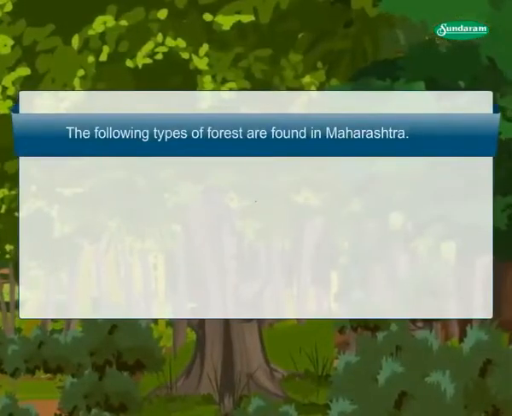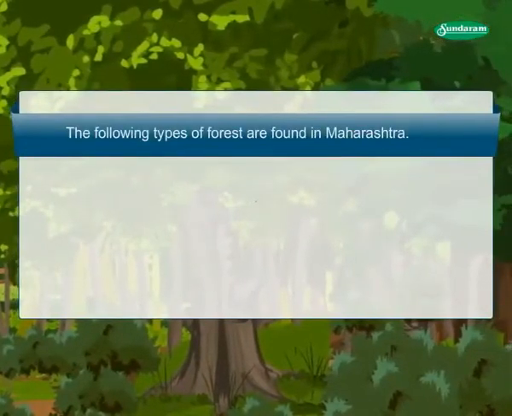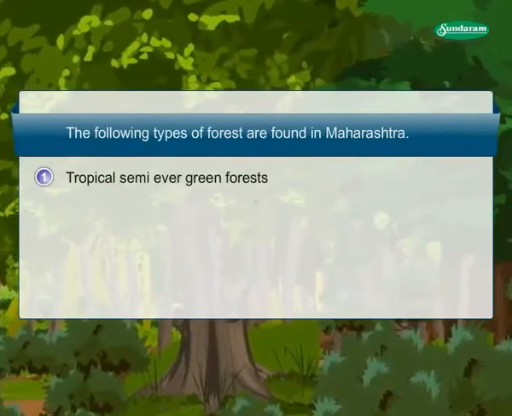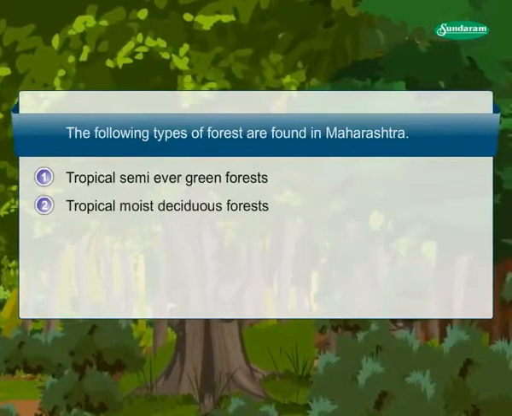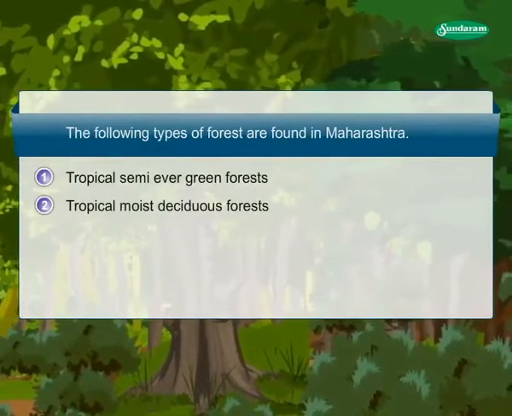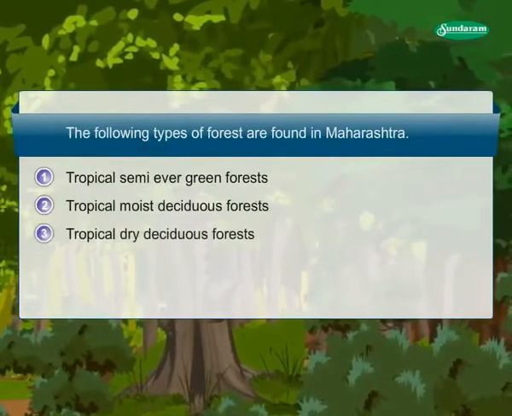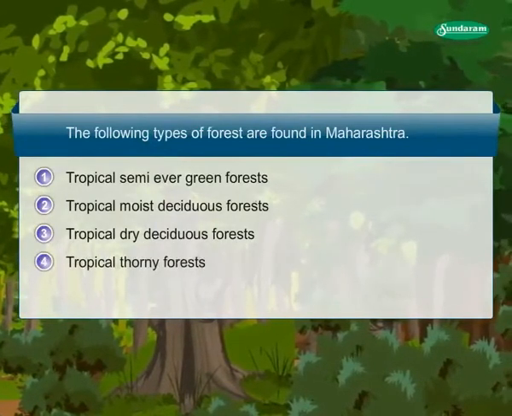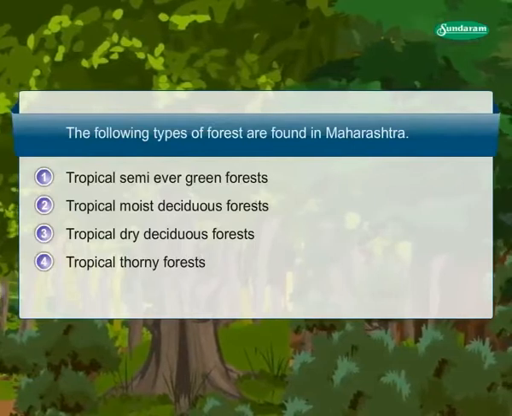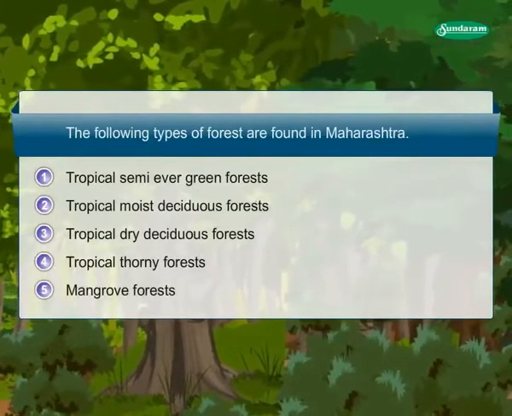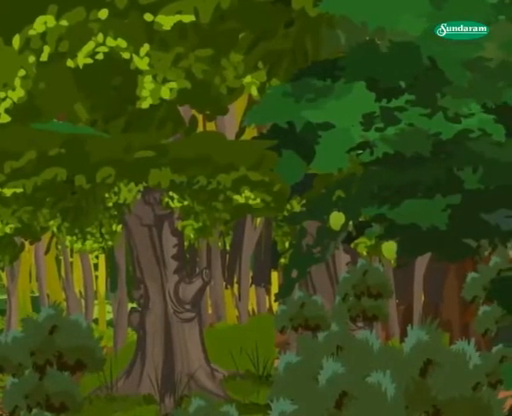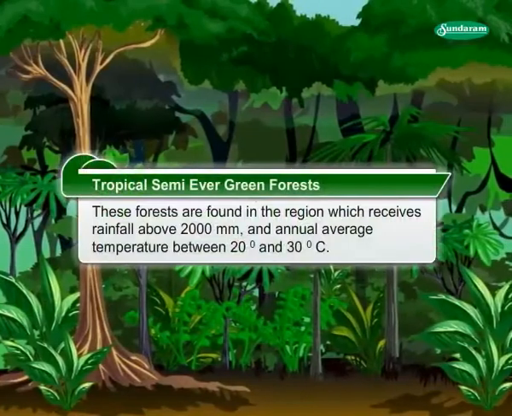Types of forests in Maharashtra. The following types of forests are found in Maharashtra. 1. Tropical semi-evergreen forests. 2. Tropical moist deciduous forests. 3. Tropical dry deciduous forests. 4. Tropical thorny forests. 5. Mangrove forests. Now, let us learn more about these forests one by one.